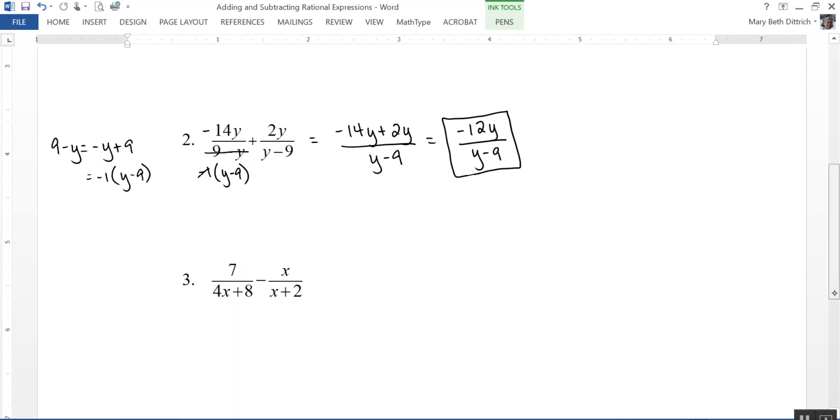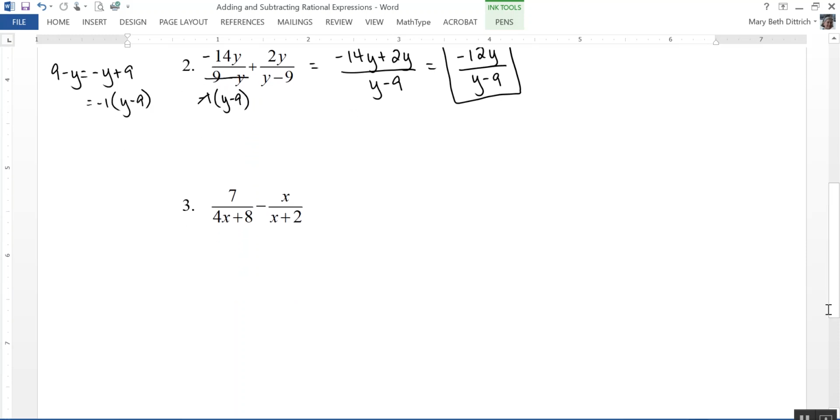And let's take a look at our last example here. I have 7 over 4x plus 8, minus x over x plus 2. The first thing I'd like to do is to factor this denominator. Anytime I can factor something, I want to do that to see what's going on. So 4x plus 8 factors into 4 times the quantity x plus 2, which is really great because that already contains part of my second denominator. So my common denominator is going to be 4 times x plus 2, which means I don't need to do anything to my first rational expression. All I have to do is multiply my second one by 4.